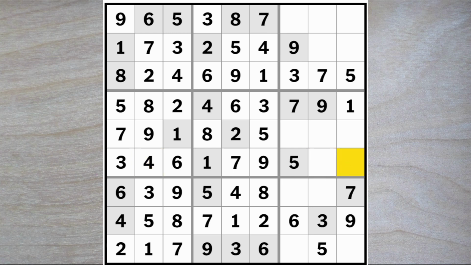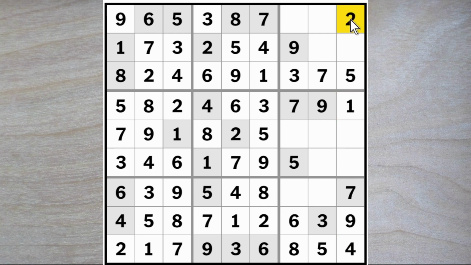An 8 must go here and a 2. And this square cannot be an 8, this square cannot be an 8, this square cannot be an 8. So here's an 8 and here's therefore a 4. 1, 2, 4 up here. We got a 1, 4 blocking.